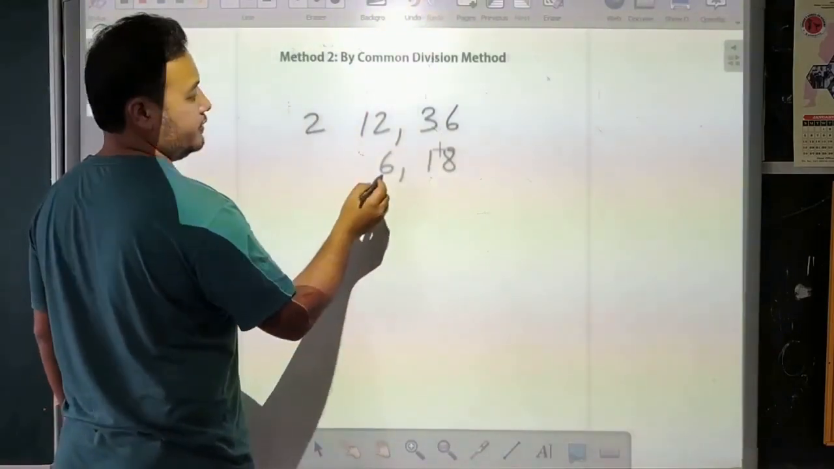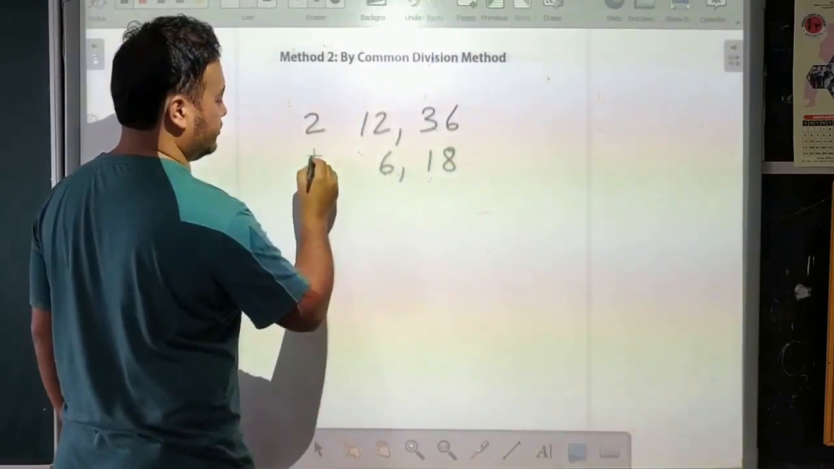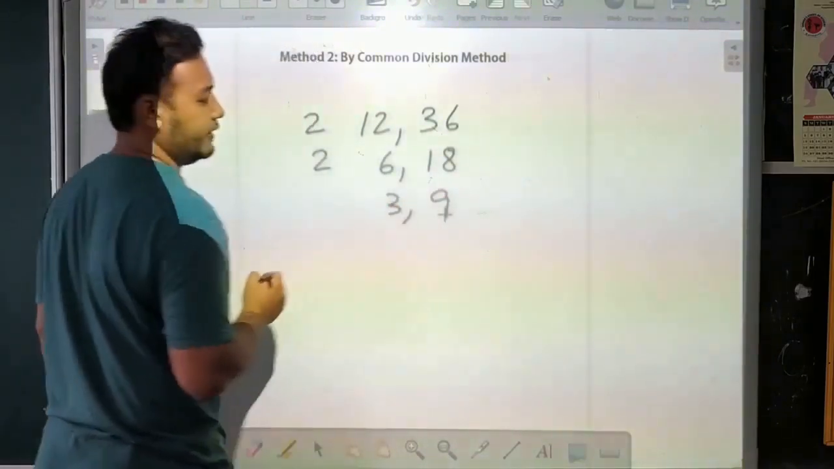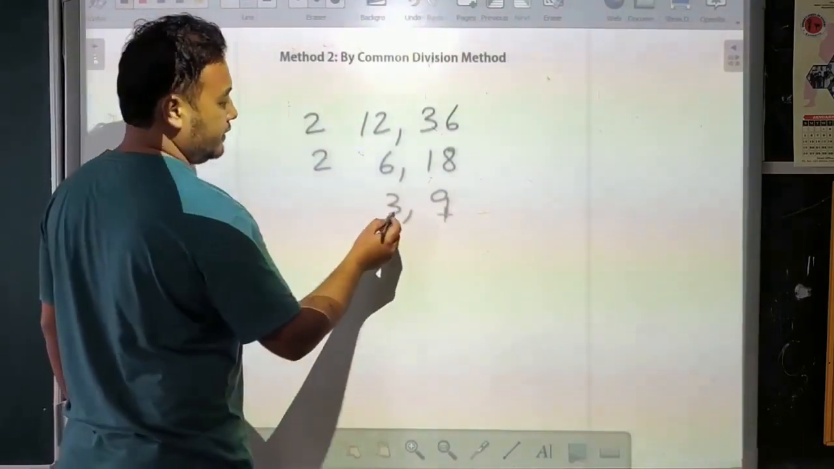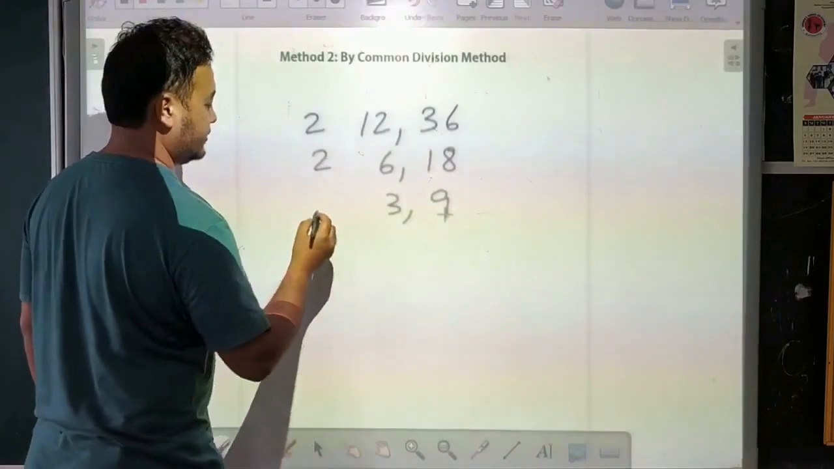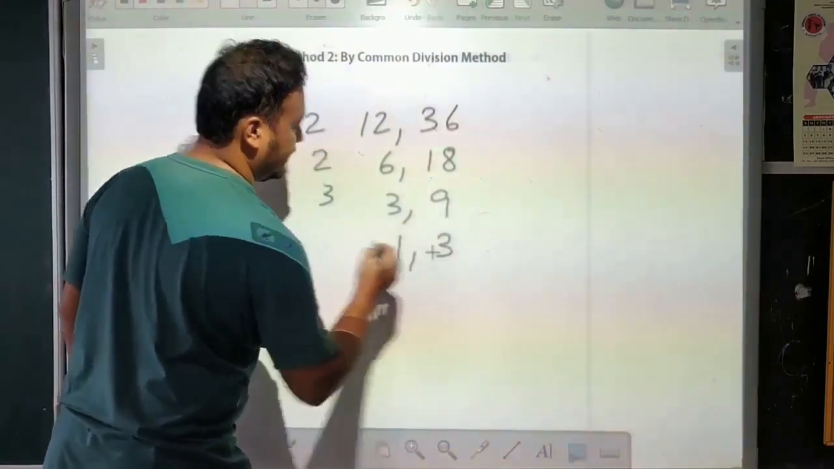Okay, again you see that both 6 and 18 can be divided by 2. So 2 3s are 6, 2 9s are 18. Now this is 3 and this is 9, so they cannot be divided by 2. They are both odd numbers. Okay, so 3 1s are 3 and 3 3s are 9.